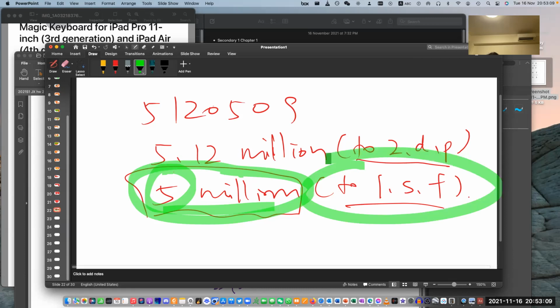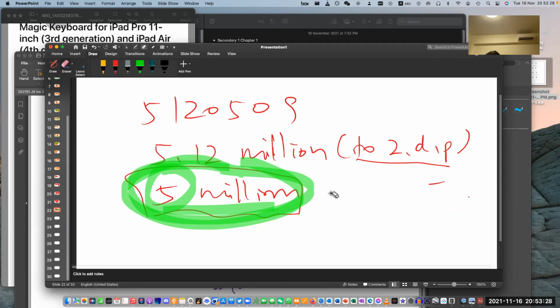When you say 5 million to one significant figure, basically you are telling people, I have rounded these numbers using one significant figure. Understand? If you never tell people to one significant figure, when you say 5 million, what people can actually interpret is that 5 million is the exact number. You understand? You understand or not? Yes.